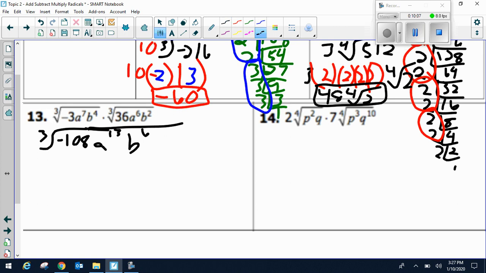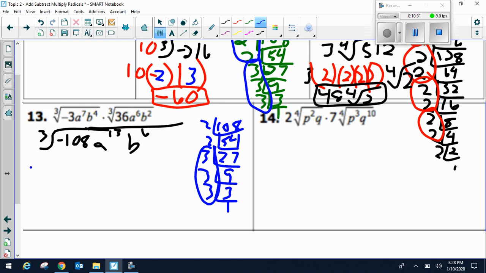So then we break down 108 divided by 2, which is 54, divided by 2, which is 27. Then divide by 3, which gives you 9, divide by 3, which gives you 3, divide by 3, which gives you 1. Looking for groups of 3, there it is. So that 3 is going to come outside. Okay, and you got the cube root of the 2 times 2 that's left over, which gives you 4 on the inside. And remember, because it's negative, the negative comes out.